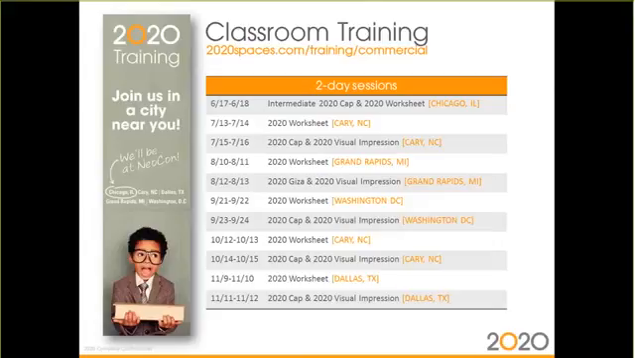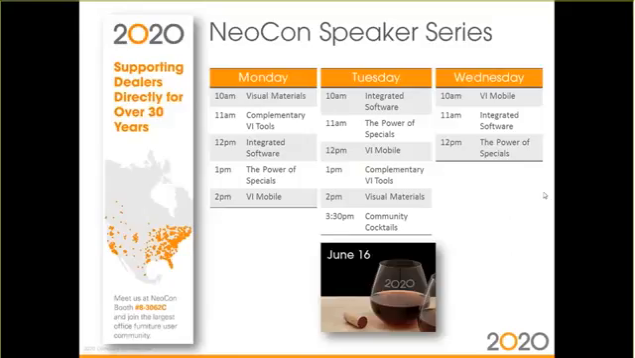These types of trainings that you see on the screen right now are 2-day sessions per software. So you can spend 2 days learning about worksheet and 2 days learning about CAP and visual impression, or Giza and visual impression, in a few different cities: Cary, North Carolina, Grand Rapids, Washington, D.C., and Dallas later this year. Again, it's also on our website, 2020spaces.com/training/commercial. So hopefully we will see you guys soon in one of those classes.